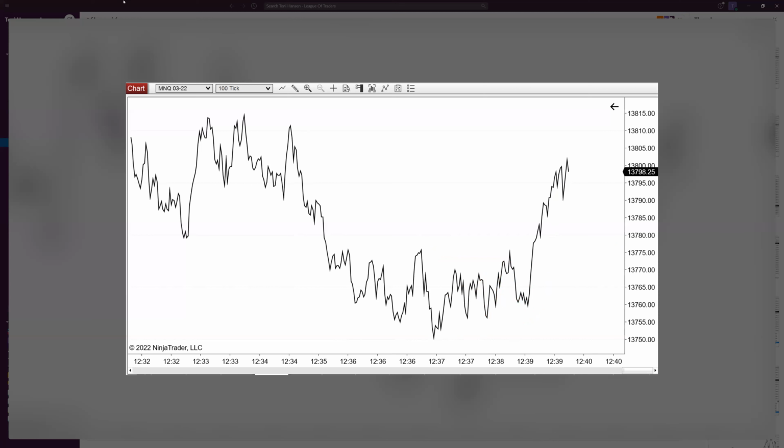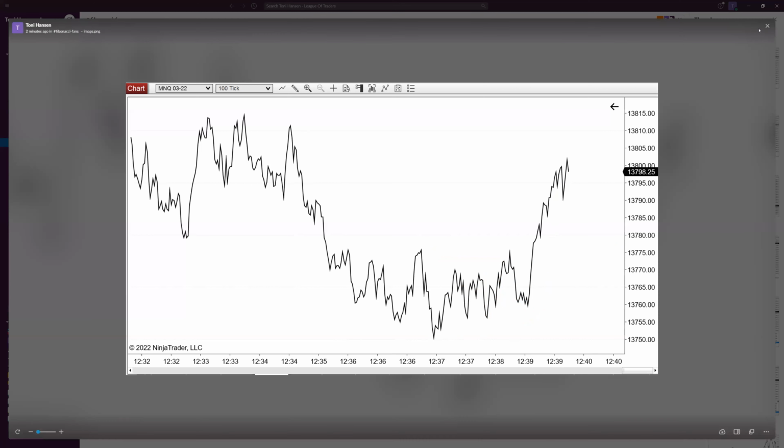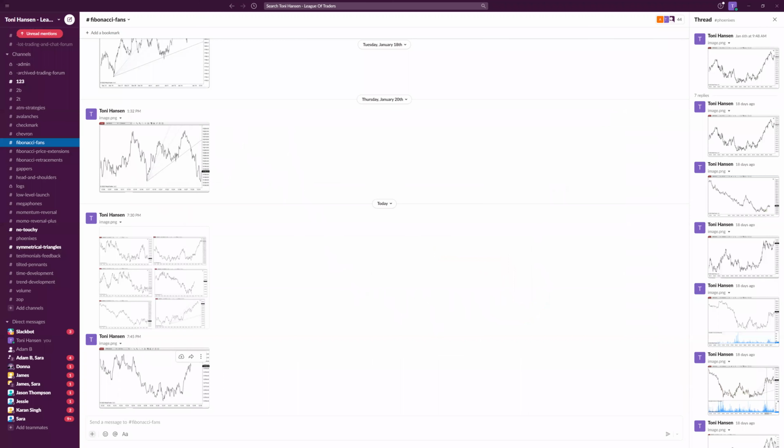Now let me go and show you the live trade at the end of last week that helped time the reversal for the short side. So I'm going to pull up charts from my live Zoom class and show you what those look like.